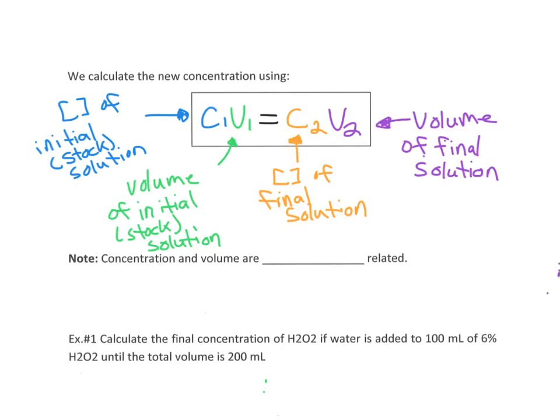Sometimes you might come across this formula written like this: CIVI equals CFVF. This is exactly the same formula. It's used for exactly the same things. The I represents initial and the F represents final.